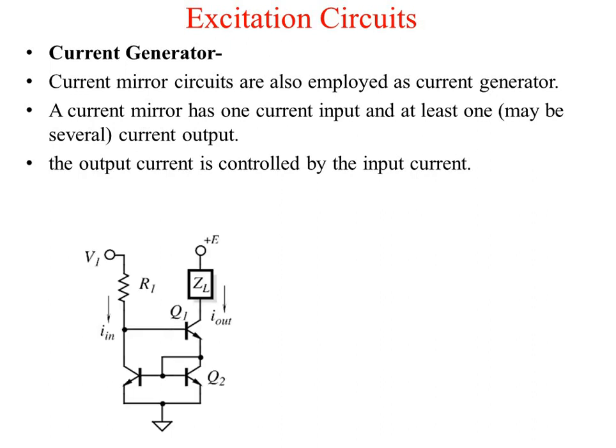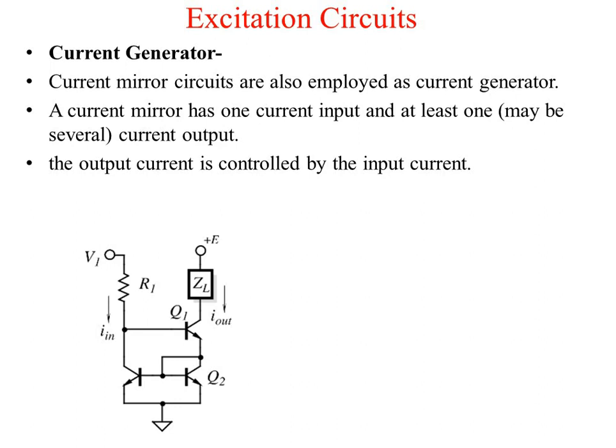So here is the circuit, you can see that. This I out is forced to be equal to I in. This is the working of the current mirror circuit. So I out is forced to be equal to I in, and I in is nothing but V1 upon R1.